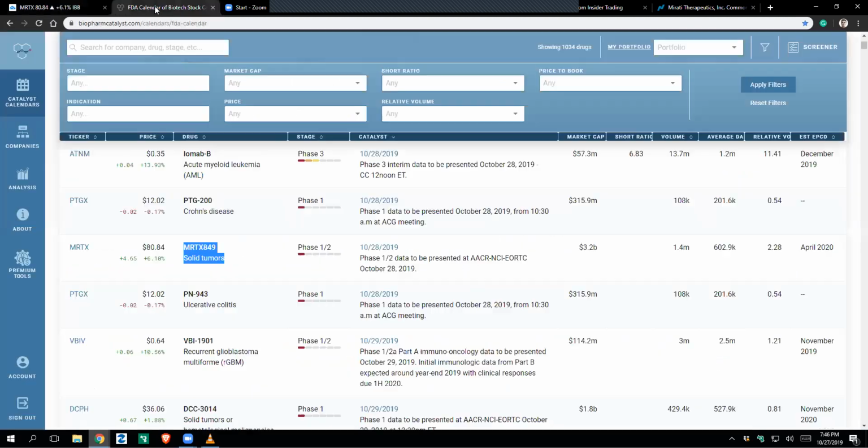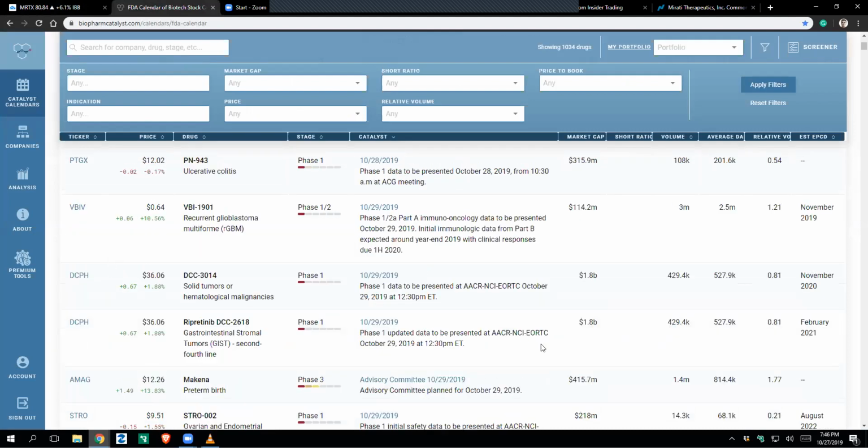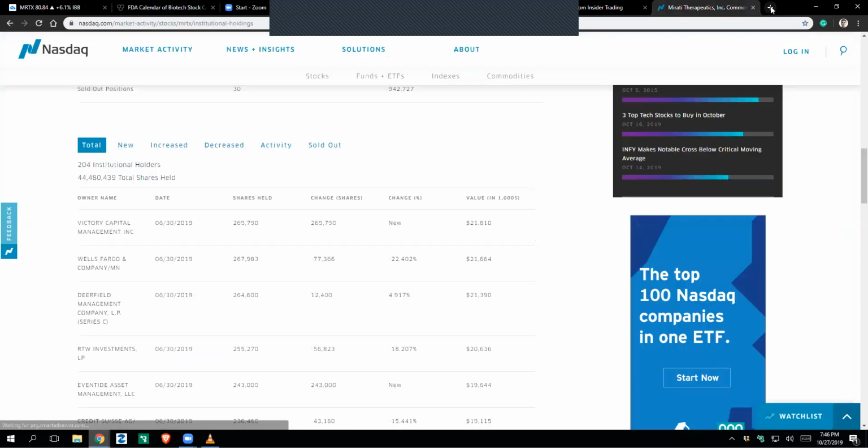And so we have at least one stock today that looks good to buy tomorrow morning, DCPH. Next is VBIV, recurrent glioblastoma, phase 1 to part A immuno-oncology data, October 29th. So I think they failed this trial, let's see.